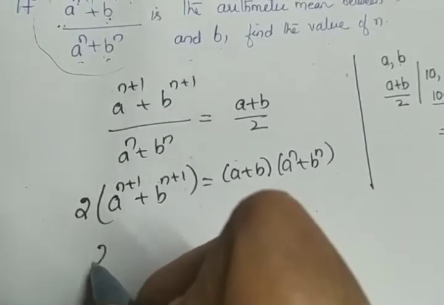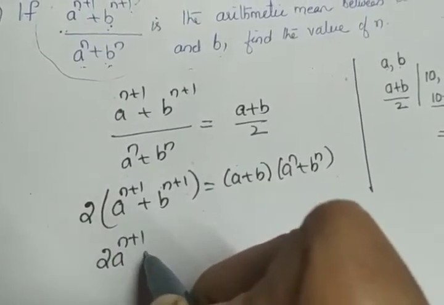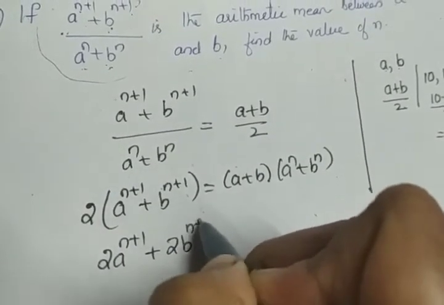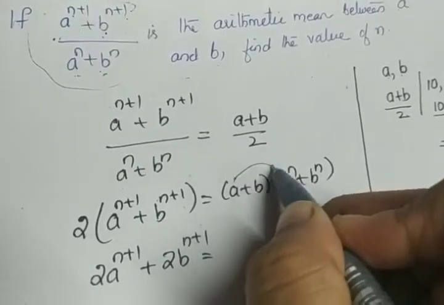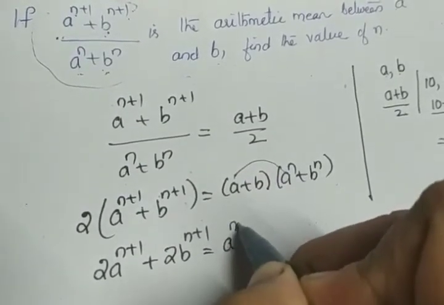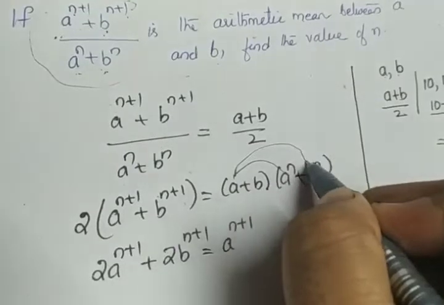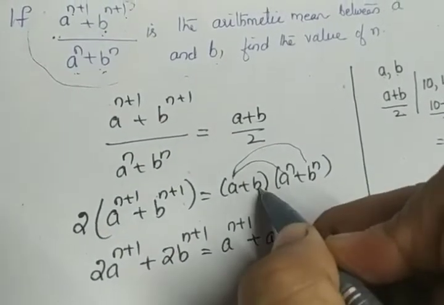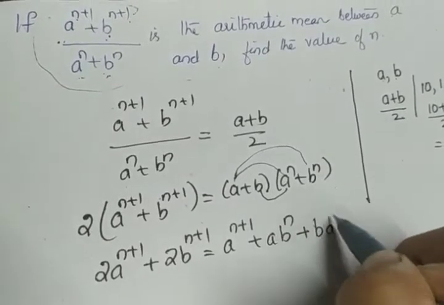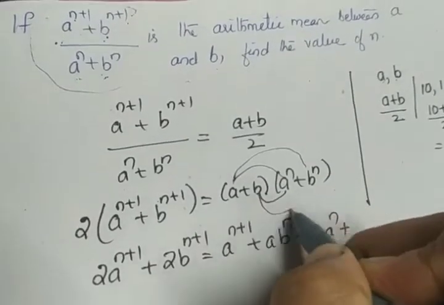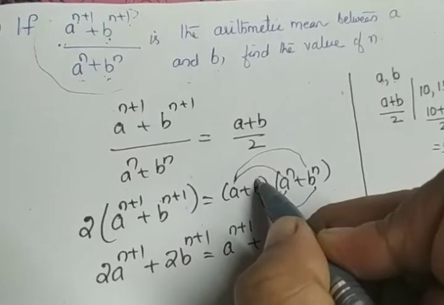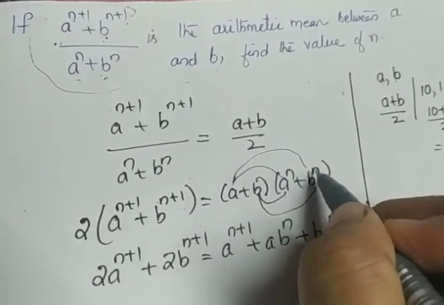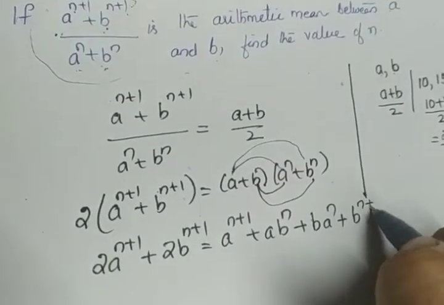Just open the bracket. So 2 into a^(n+1) plus 2 into b^(n+1) is equal to a into a^n, which gives you a^(n+1). Again a into b^n, which is a into b^n itself, plus b into a^n, which is b into a^n itself, plus b into b^n. We have to add the power. b is actually b^1. So 1 plus n, which gives you b^(n+1).